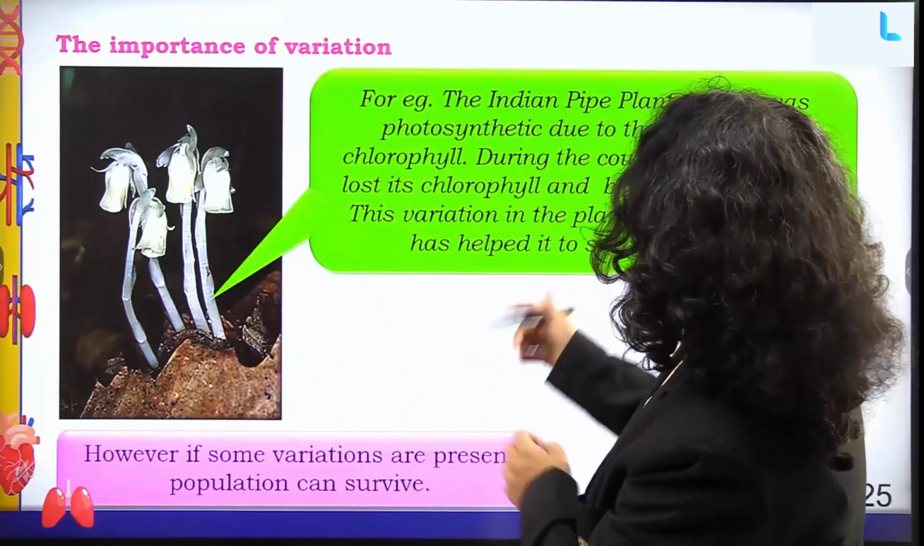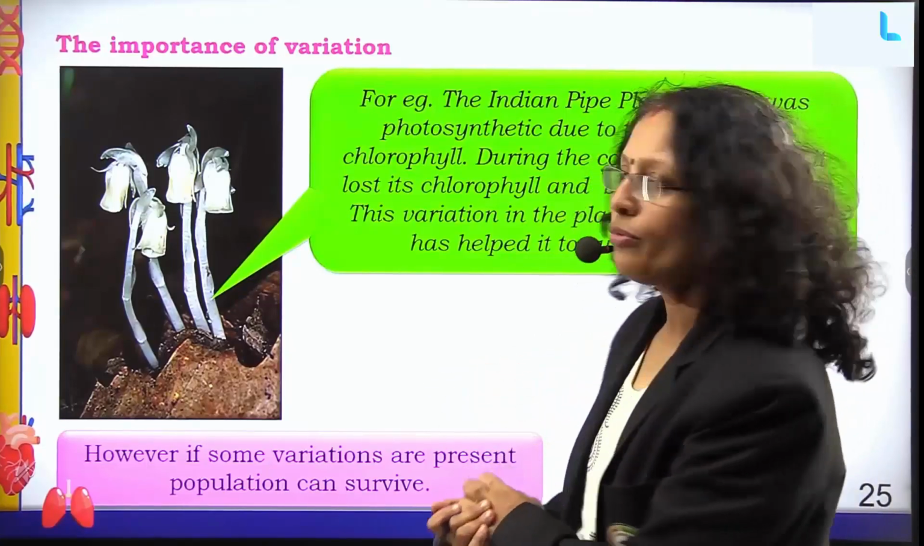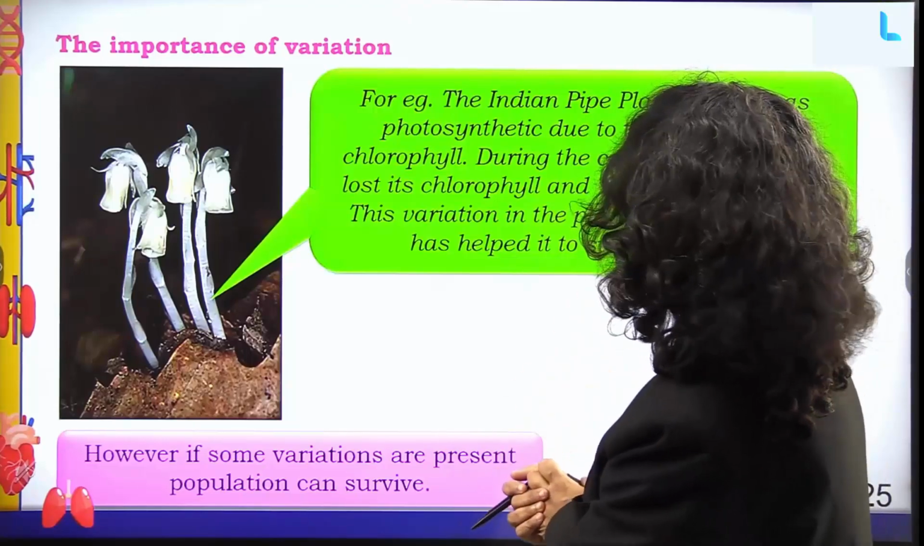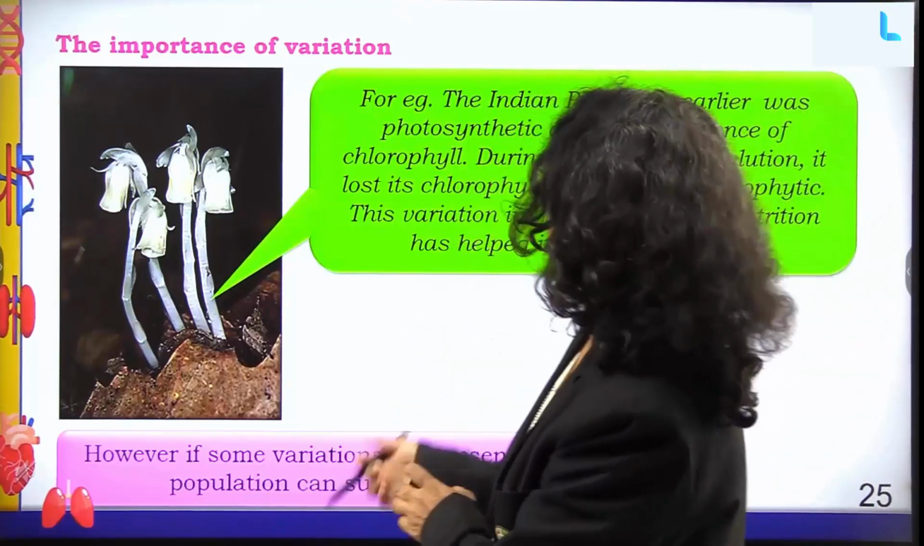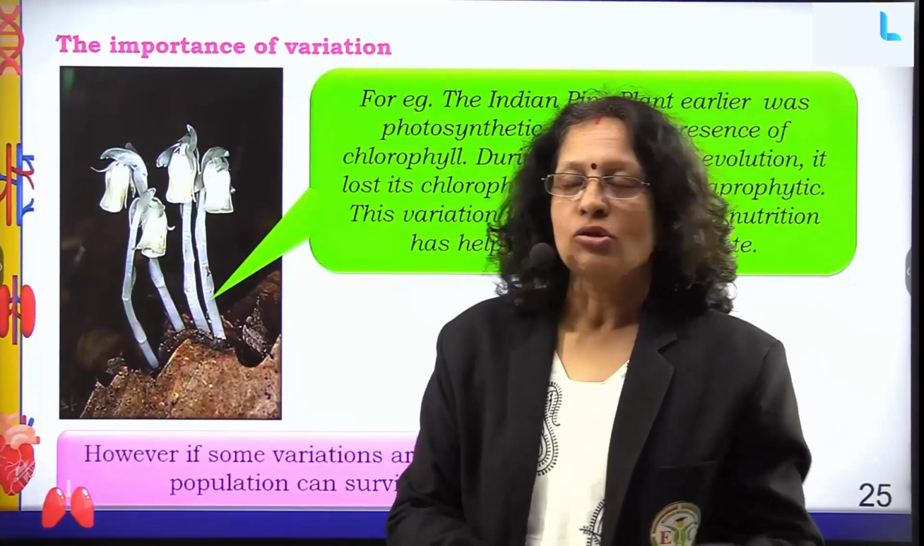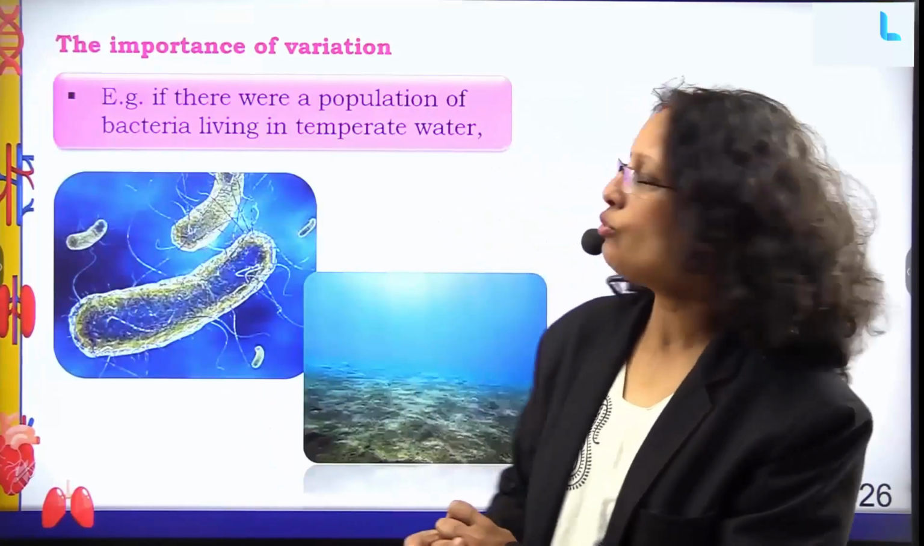Like that, some variations are present in plants also. You can see this plant, the Indian pipe plant. Earlier it was photosynthetic due to the presence of chlorophyll, but during the course of evolution it lost its chlorophyll and became saprophytic. This variation in plant mode has helped it survive till date. Because of that, now they are not green anymore; they do not have chlorophyll.